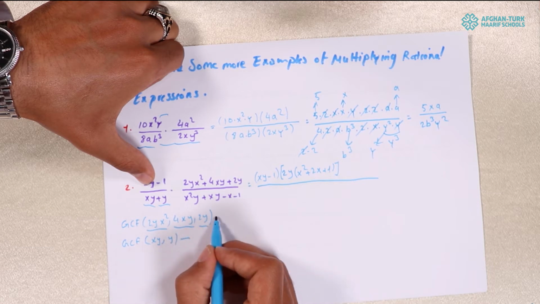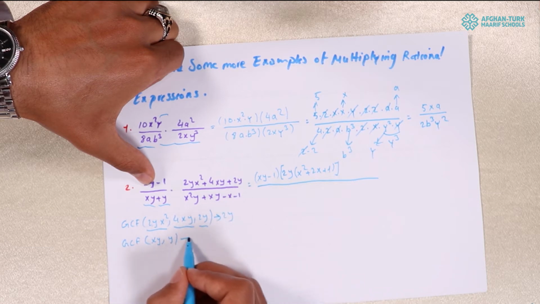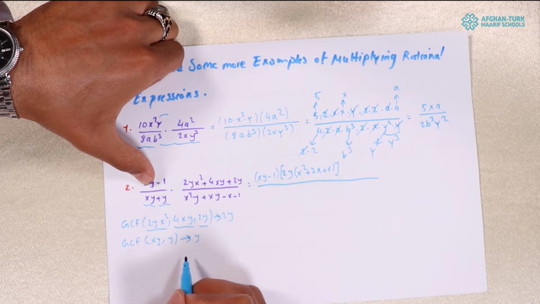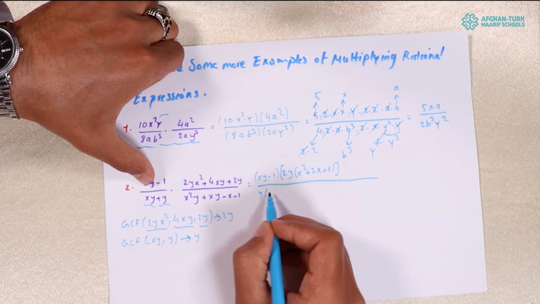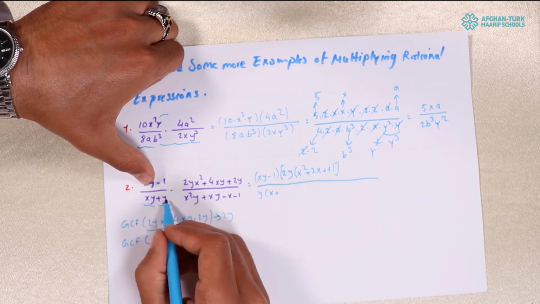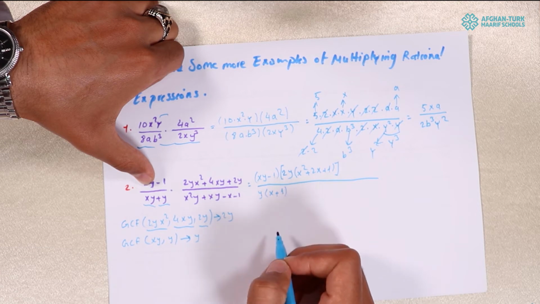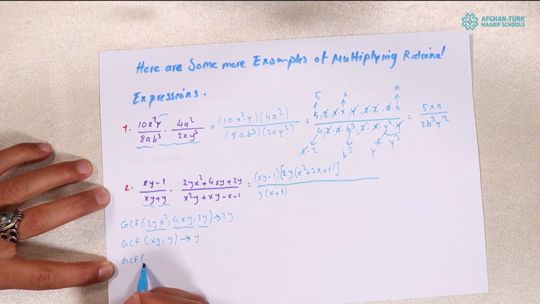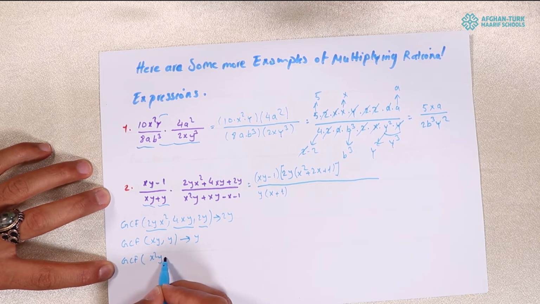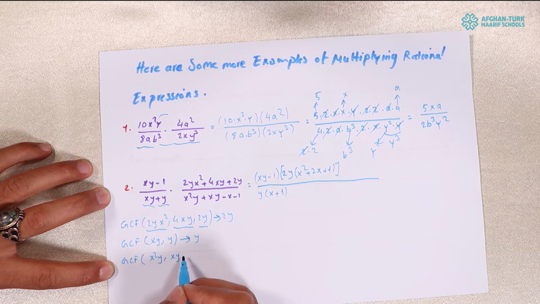What's the greatest common factor? In here it was 2y, and here it should be y, if we take it as a factor. xy divided by y is equal to x, plus y divided by y is equal to 1. So, in here, also we should take the greatest common factor of x squared y and also xy. Okay?